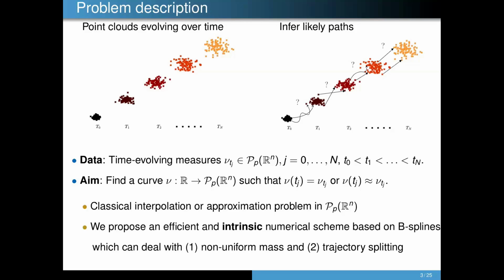Okay, so what we're going to propose, and this is what I will talk about, is an algorithm or a numerical scheme that infers such trajectories that is based on B-splines, like what you would be doing in Rn. The important thing, or the selling point for our algorithm, is, first of all, it's going to be intrinsic to the Wasserstein geometry, so we're not going to leave the manifold.